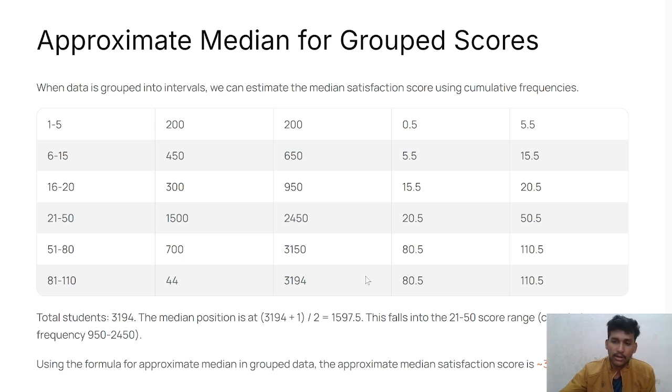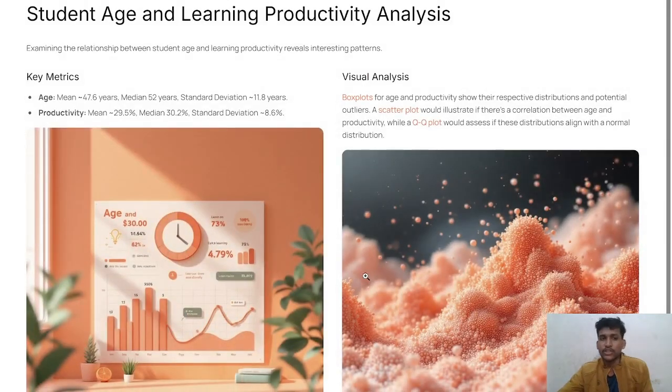Scores range cumulative frequency 950 to 2450. Using the formula for approximate median in grouped data, the approximate median satisfaction score is 136.8. Now let's talk about student age and learning productivity analysis. Examining the relationship between student age and learning productivity reveals interesting patterns.